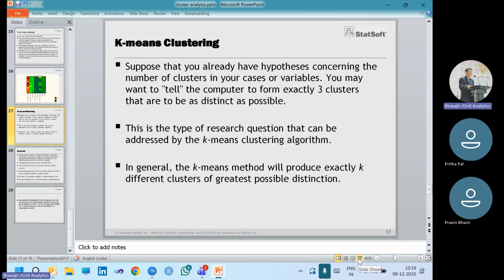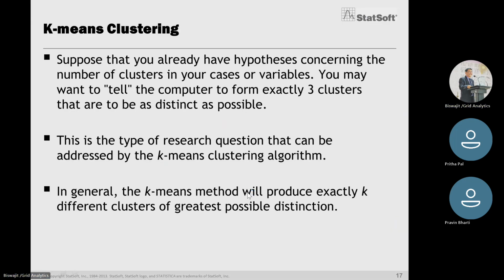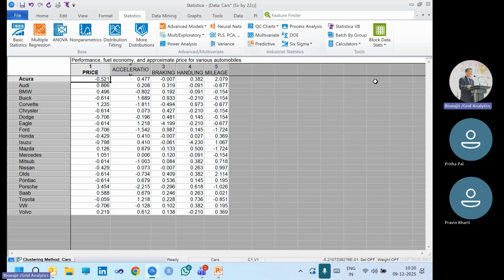So in what situation do we apply k-means clustering? Suppose you already have a hypothesis concerning the number of clusters in your cases or variables. You may want to tell the computer to form exactly 3 clusters, right? Already we have developed a hypothesis here because we have a task at hand. We wanted to segment the cars into 3 groups or clusters: economy, sedan, and luxury. So this data set is eligible for k-means clustering.